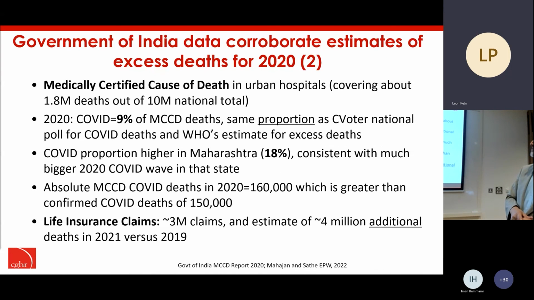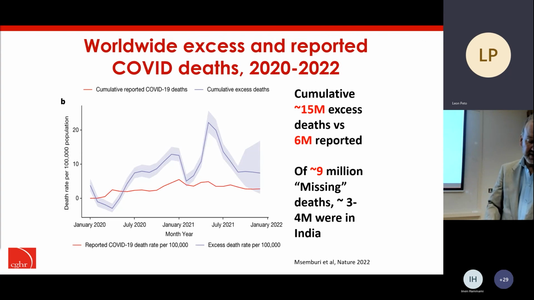Another source of data was the medically certified cause of death. So again, for 2020, this is not the big peak. They had a 9% excess deaths, very similar to what we have. The claims of life insurance, because people could claim life insurance for COVID, was actually quite comparable. So my sense is that after the election, there will be a fair accounting of the huge excess of deaths that have occurred.